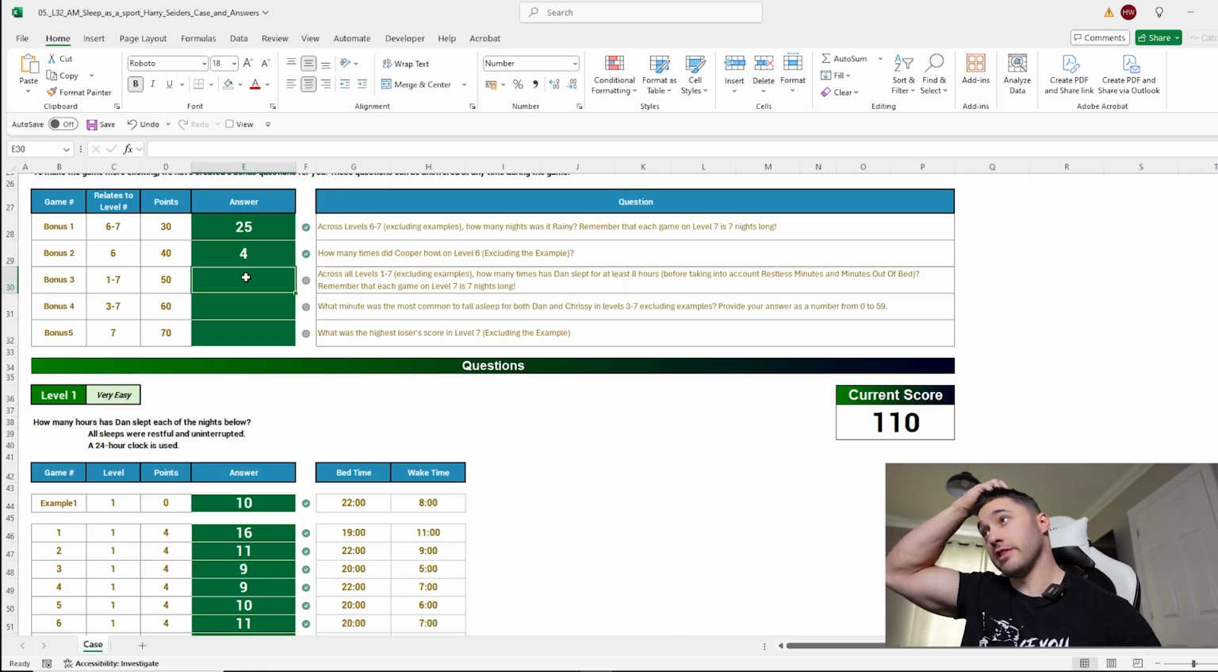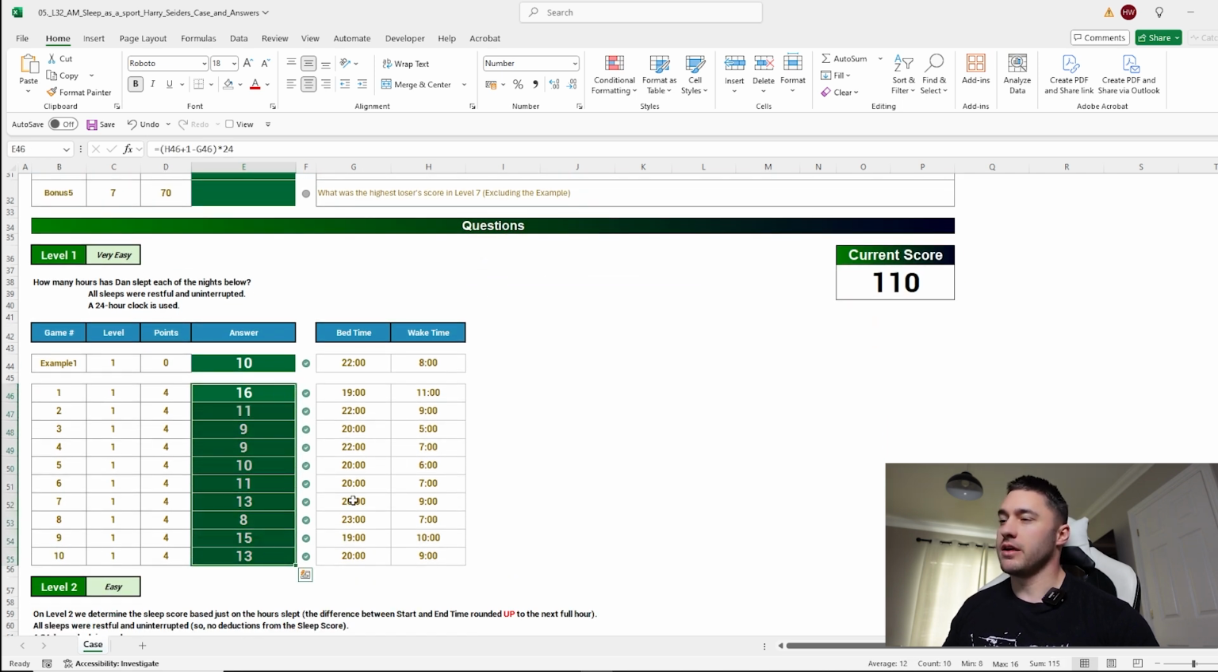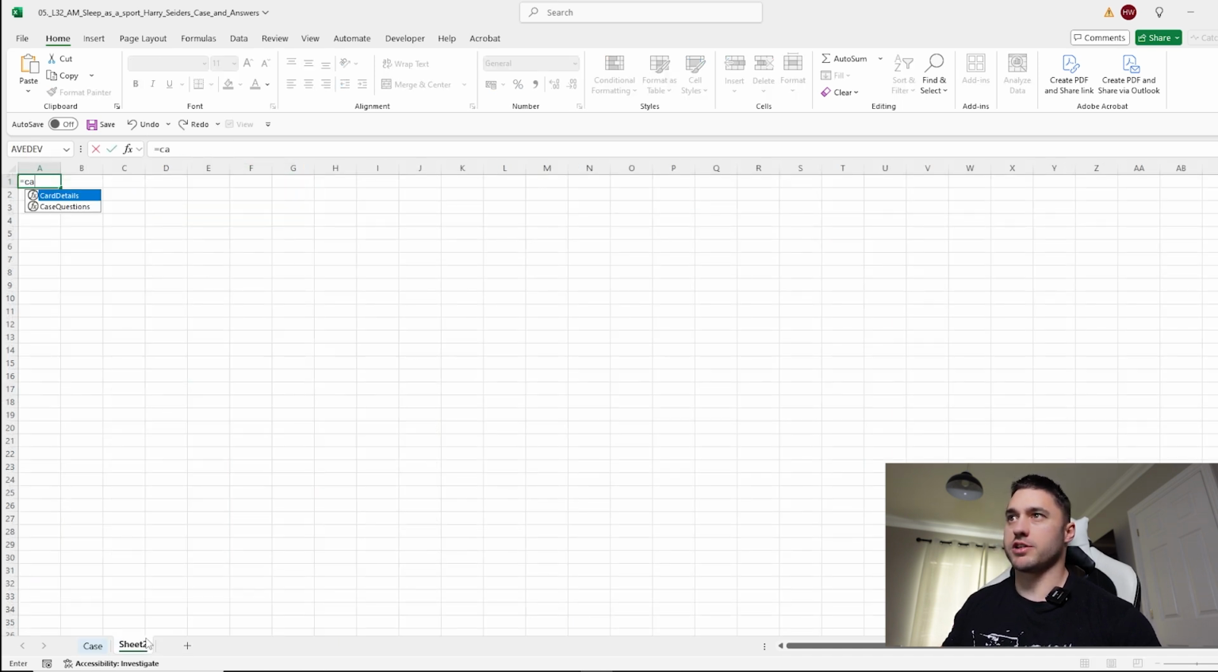Okay, across levels 1 to 7, how many times has Dan slept for at least 8 hours, before taking into account anything else? So basically we want to do this again and check if it's bigger than 8, but for the whole case. So let's use my case questions lambda. Whoops.